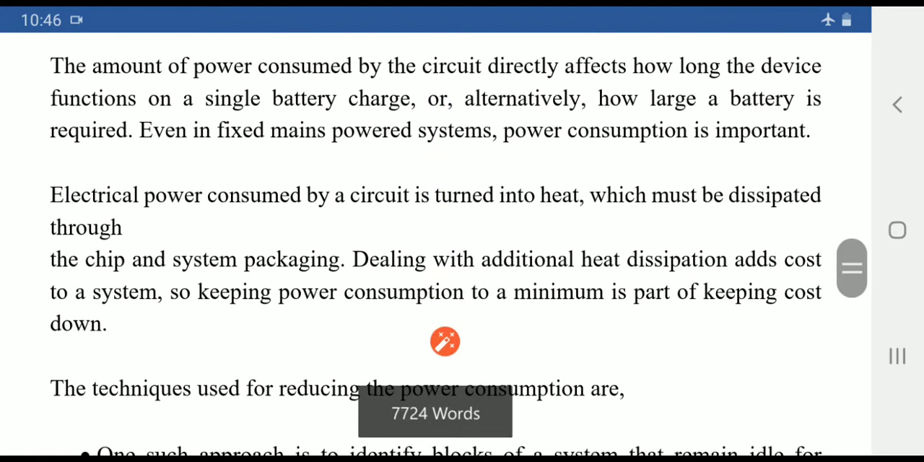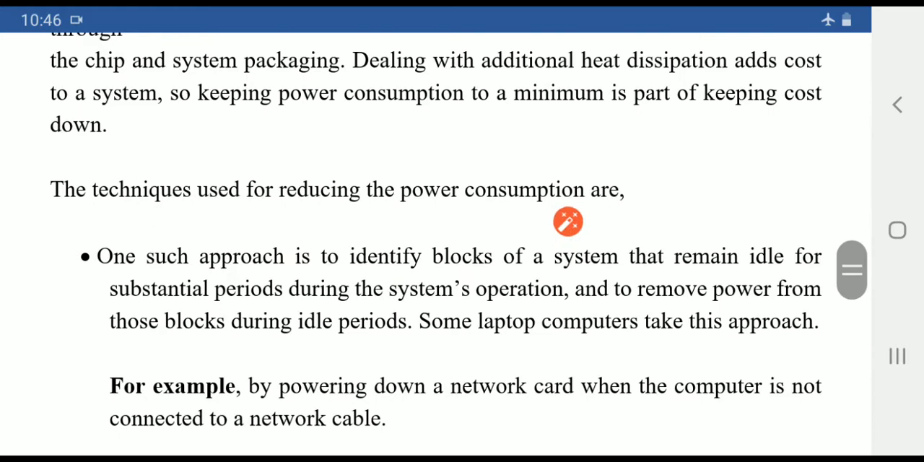The techniques used for reducing power consumption are as follows. The first approach is to identify the blocks of a system that remain idle for substantial periods during the system's operation and to remove power from those blocks during the idle periods. In the main system there are some subsystems, which we call blocks. Those blocks need to be powered down when they remain idle. Idle means no operation will be performed.